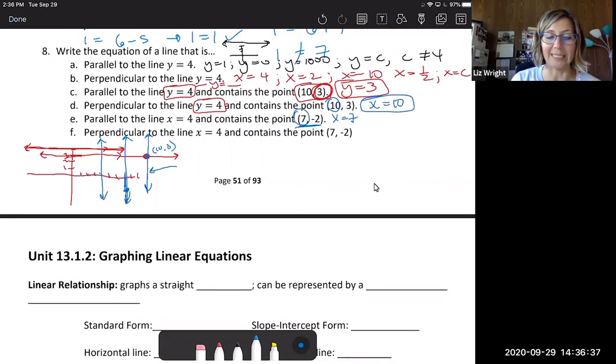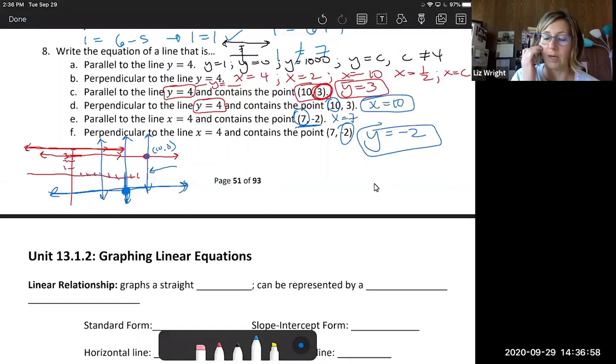So if it's perpendicular to x equals 4, and it contains the point 7, negative 2, that means it's got to go through that point, and I didn't draw a very straight line. But it's got to go through this point. If it's perpendicular, it's going to be a horizontal line. It's going to go through this point of y equals negative 2. And the line of y equals negative 2 is going to be this one right here, which is going to go through this point, and it's perpendicular to x equals 4.